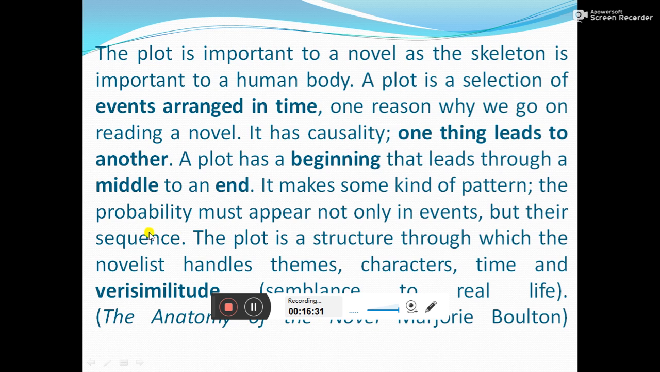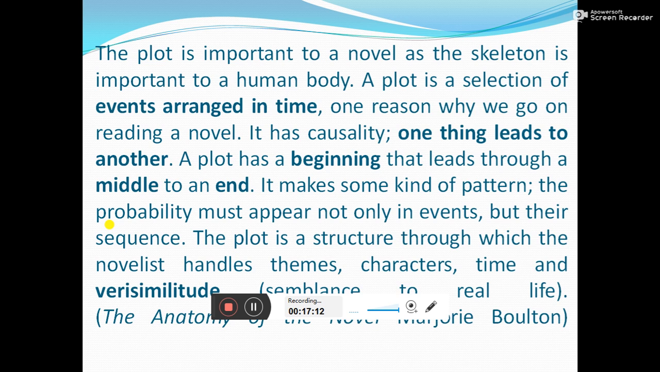What is the pattern? The probability must appear not only in events. Now you must understand this word probability. It is synonymous, almost similar to possibility. But what can happen is possibility, what may happen is probability. So it is possible for you to get a job, but it may not always be probable for you to be selected for that job. So that is the probability.